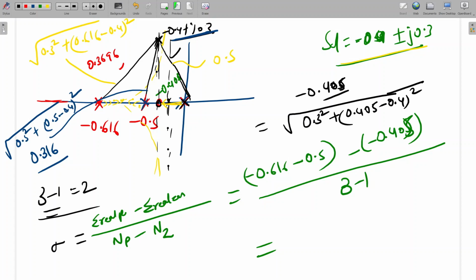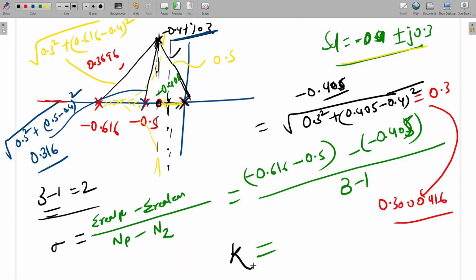So this is almost equal to 0.3 only. But if we calculate the actual value, that will come as 0.3000416. Okay. So now K value we can calculate. So K will be equal to the product from all the poles.